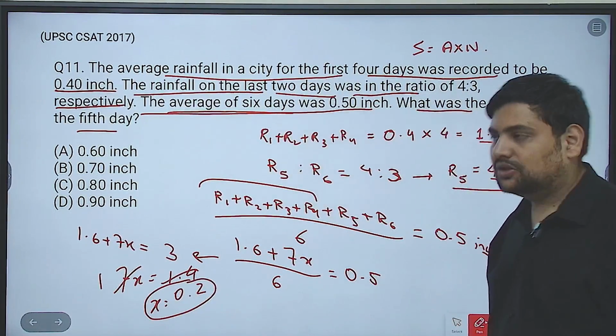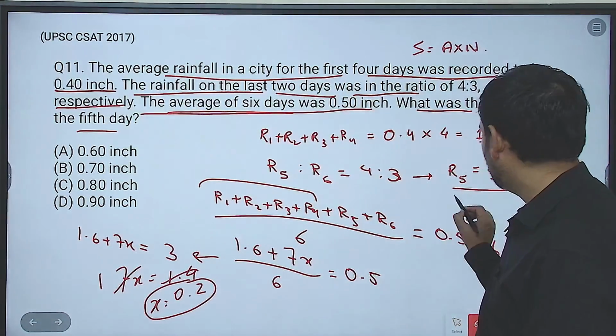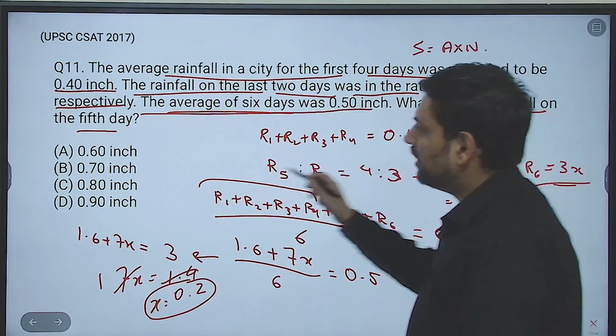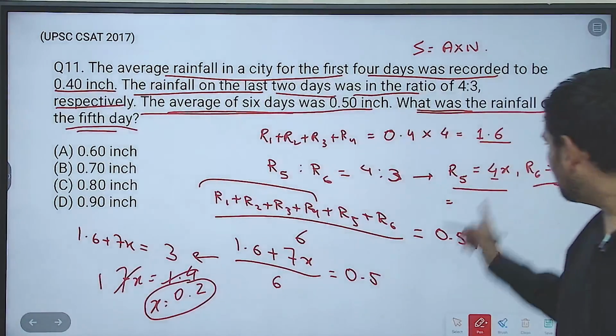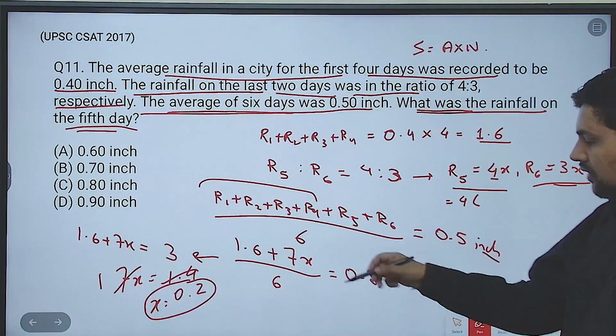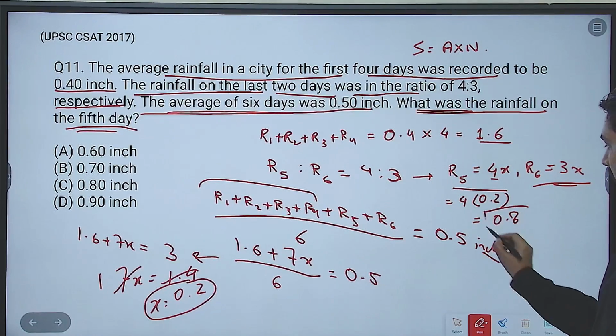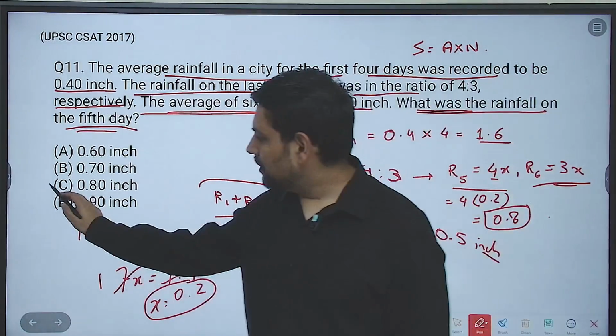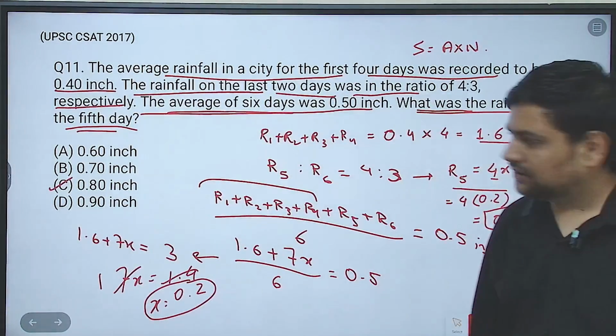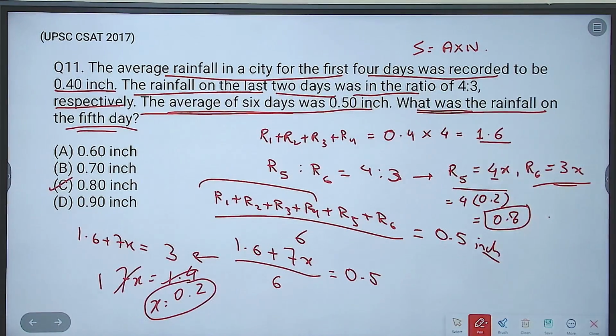If x is 0.2, now what is the value of R5? It is asked in the question, what was the rainfall on the 5th day? So R5 is 4x. So 4 into what is the value of x? x is 0.2. So this comes out to be 0.8. The answer becomes C, that is 0.8. Easy, simple. This is how you have to do this.